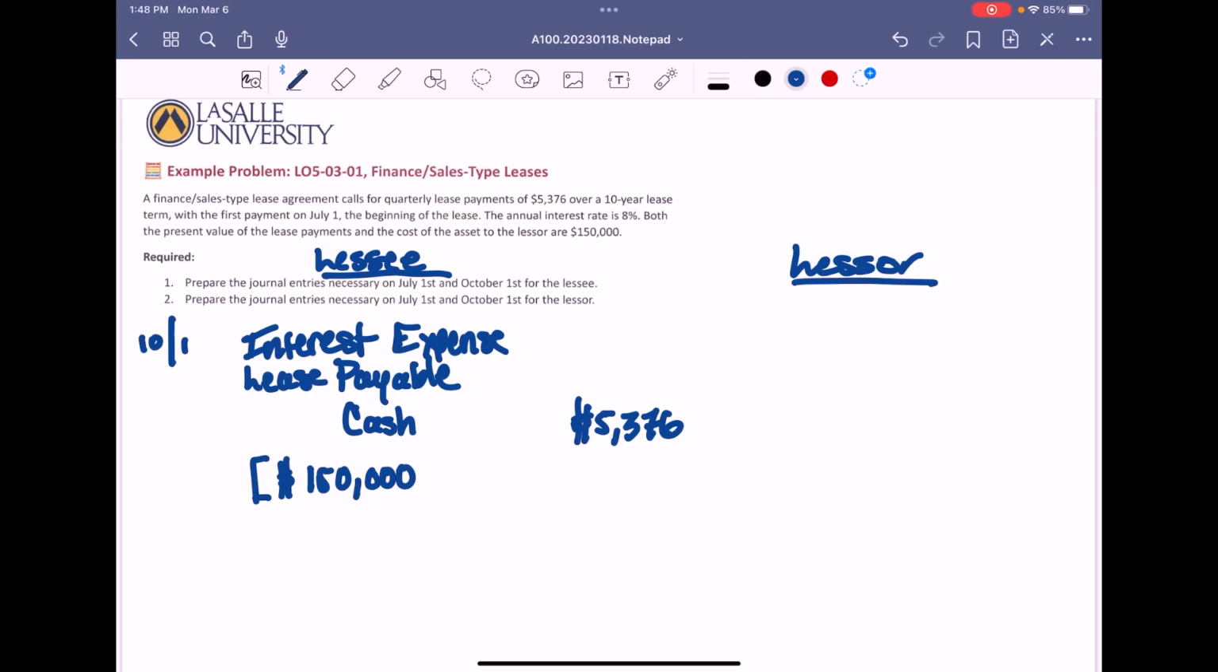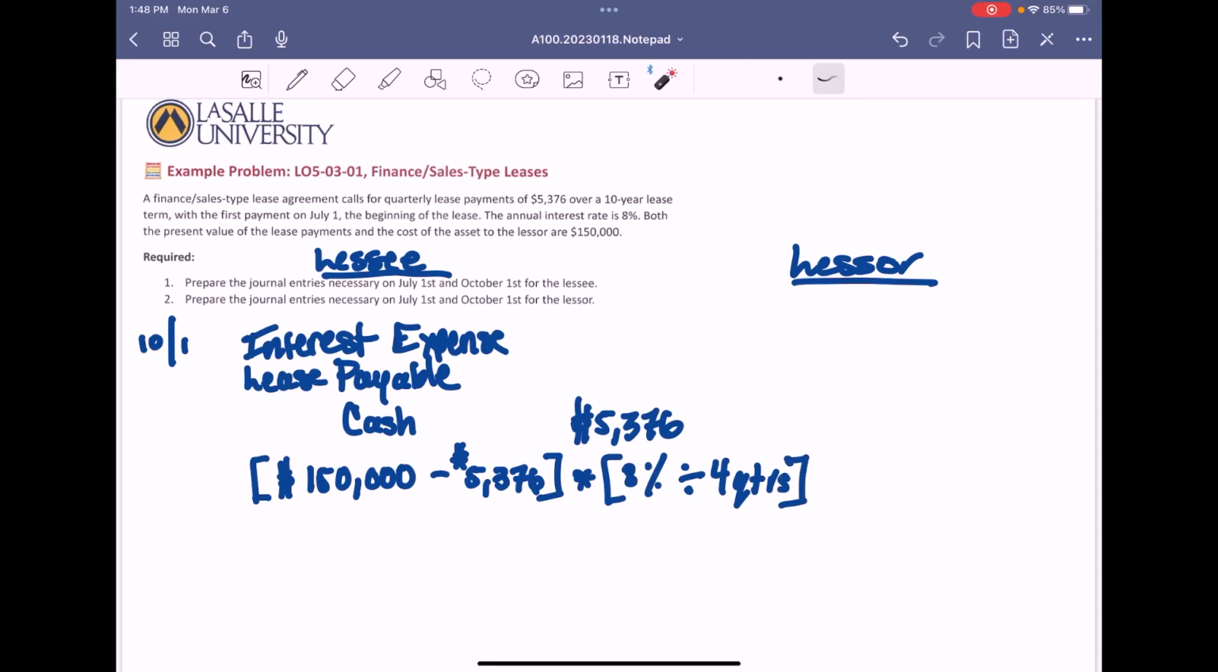And then on July 1st, we made a payment of $5,376 that reduced the payable. And then we're going to multiply that by our interest rate, which is 8%. But it's an annual rate, and we're talking here about a quarterly payment. So we have to split this into 4 quarters. Okay? So we're going to do 150,000 minus 5,376, whatever that balance is, multiplied by 2%, which is the quarterly equivalent of 8%. And if you do the math, the number that you will get is $2,892 for the interest expense.